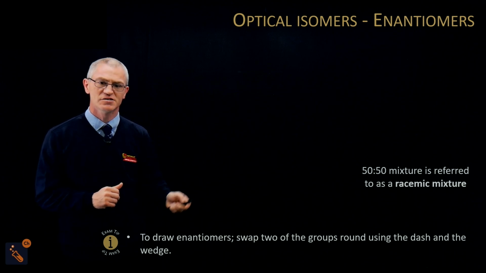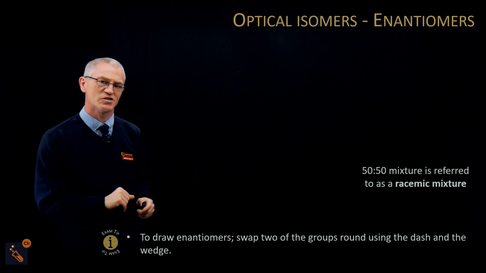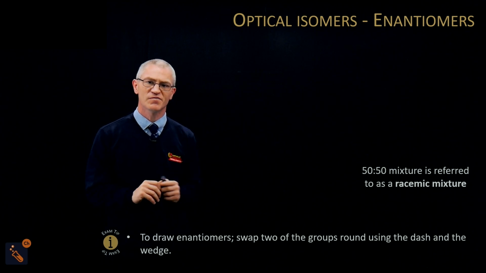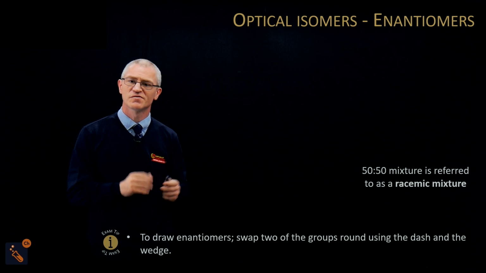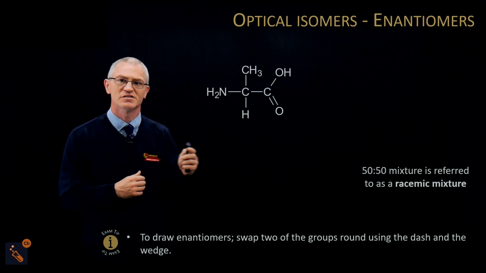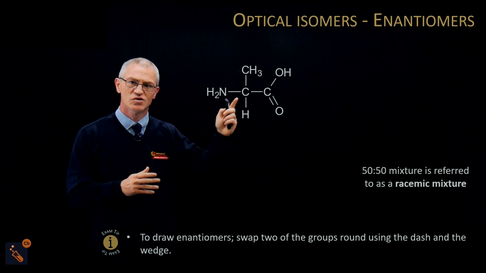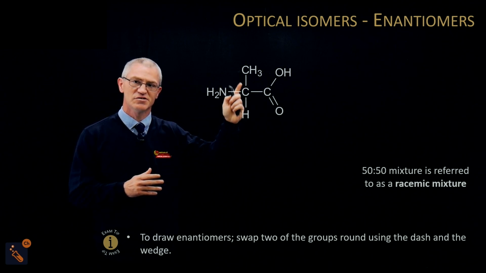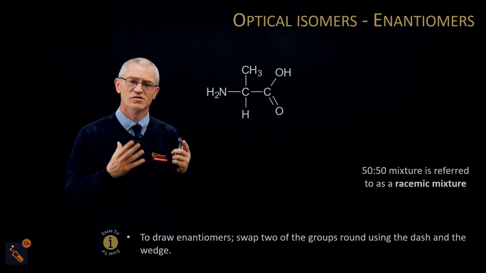Okay? So before we do that, we're going to draw our 2 optical isomers, our enantiomers, and if they're at 50-50, they will be referred to as a racemic mixture. And lots of optical isomers come in these racemic mixtures. So let's look at our amino acids. We've got a very simple amino acid here, where your R group is CH3. And we're just going to draw the 2 enantiomers here.